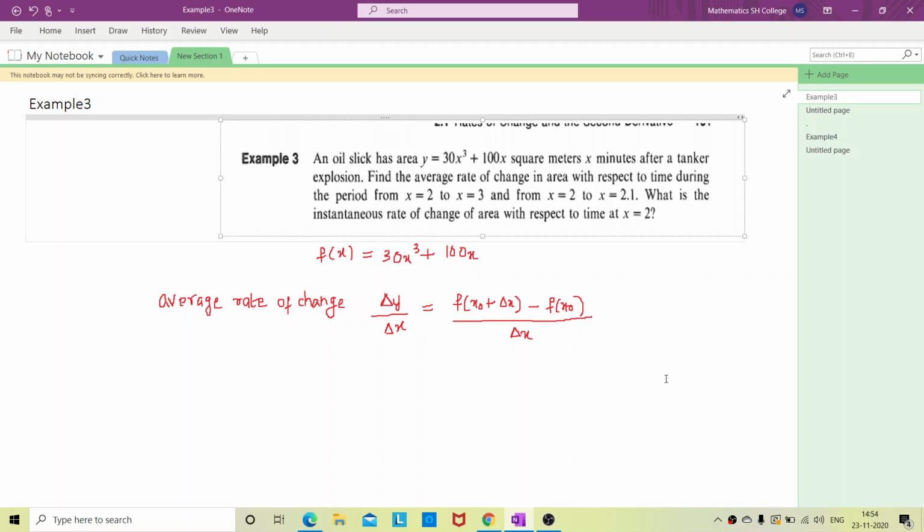Hello everyone. So now we will move on to example 3.